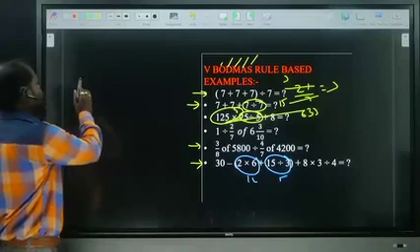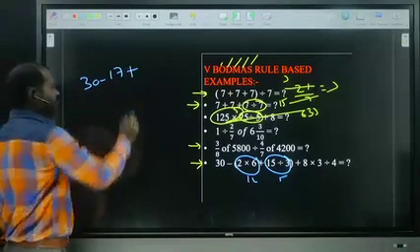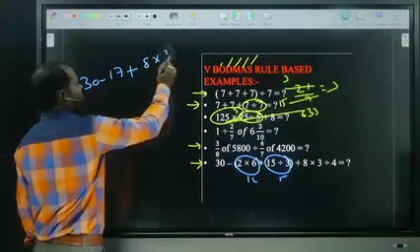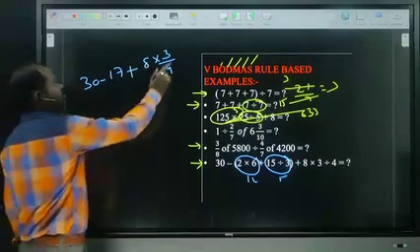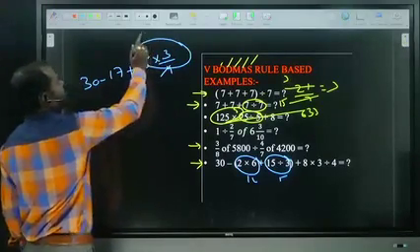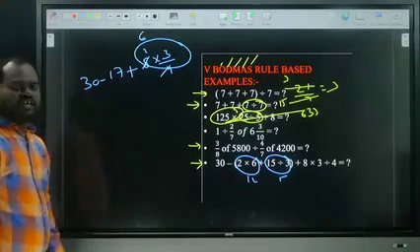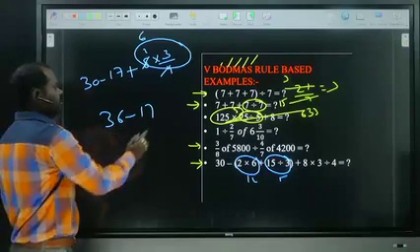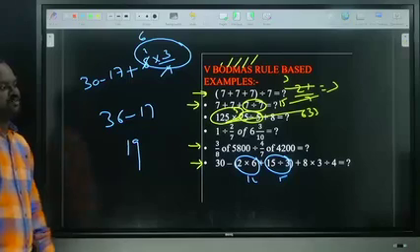So 30 minus 17 plus 8 into 3 by 4. 8 into 3 by 4, right? What will happen? 4 twos, 2 threes, how much? 6. So 30 plus 6 is 36 minus 17. So what is the answer? 19. Answer is 19. Right, the answer is 19.